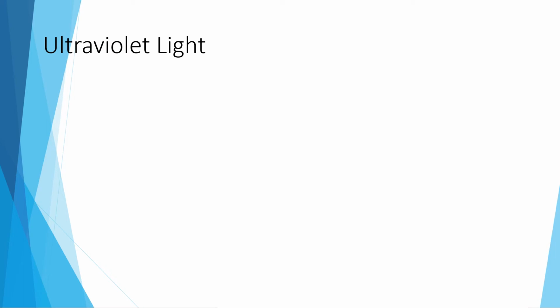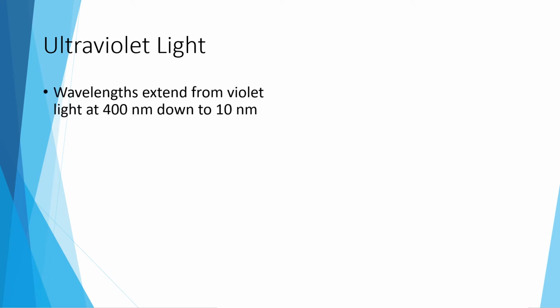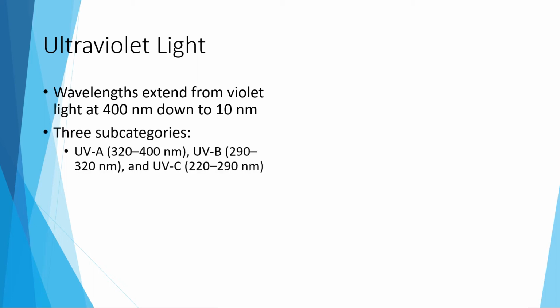Ultraviolet means above violet, with wavelengths extending from violet light at 400 nanometers down to waves with wavelengths of 10 nanometers. Solar radiation is divided into UVA, UVB, and UVC radiation, with UVC having the greatest frequency and the highest energy. Much of the high-energy UVC light is filtered out by ozone in the atmosphere.